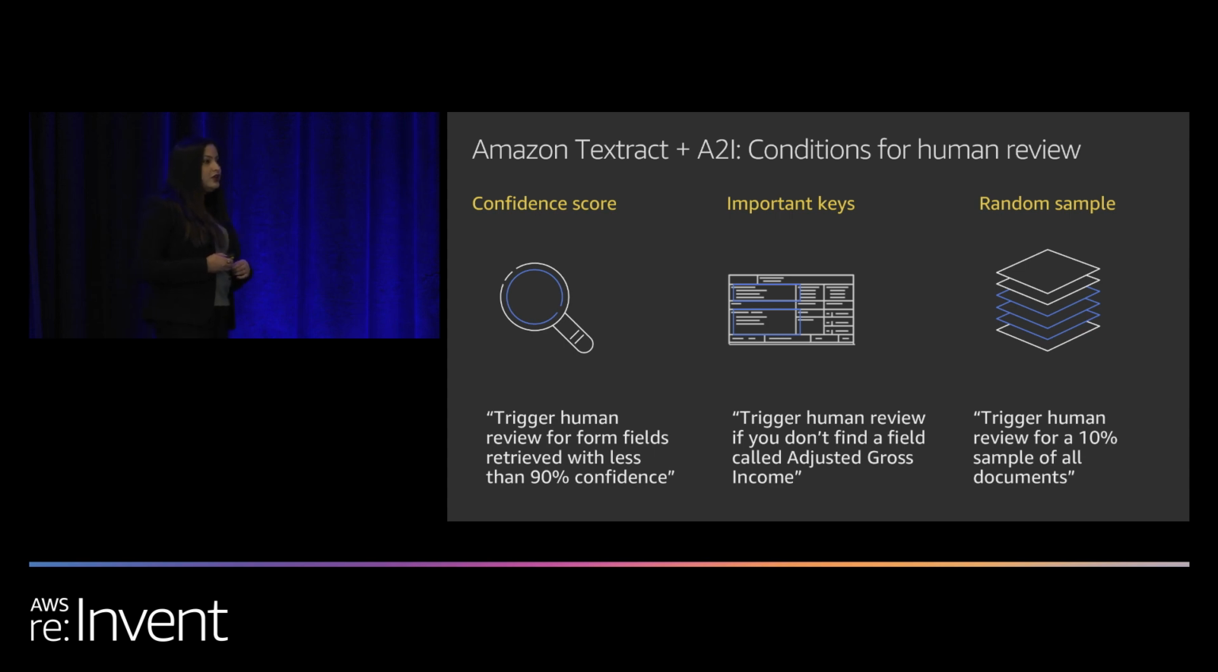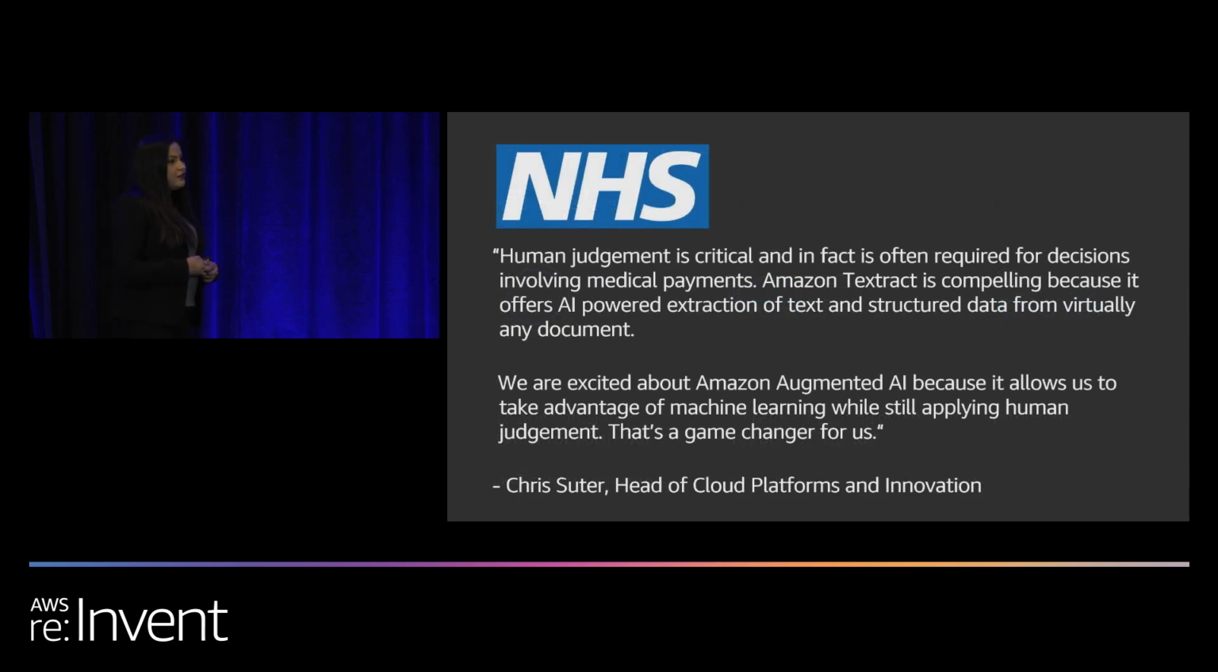Lastly, you can use a random sampling of your documents to be sent for human evaluation for your own QA purposes. And all of these thresholds and limits are customizable, so you can set these based on your use case. This is very powerful for some of our customers. Here is Chris from the UK National Health Service, who says that the combination of A2I and Textract has enabled NHS to actually take advantage of the power of machine learning for the first time, and that it is a game changer for them.